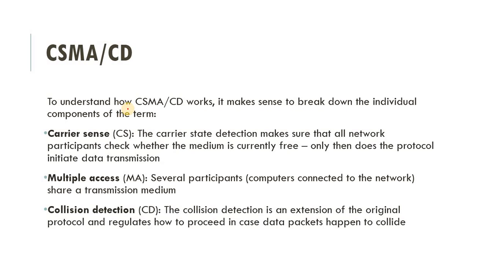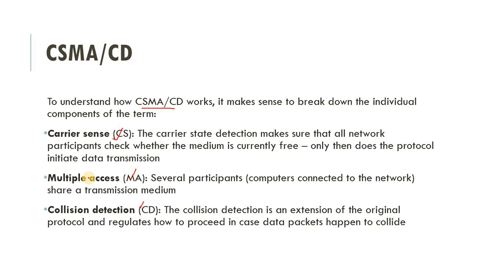To understand how CSMA/CD works, it makes sense to break down the individual components, the terms carrier sense, multiple access, and collision detection. Carrier sense is a state detection. It makes sure that all the network participants check whether the medium is currently free. Only then does the protocol initiate the data transmission. It senses whether the channel is idle or not.